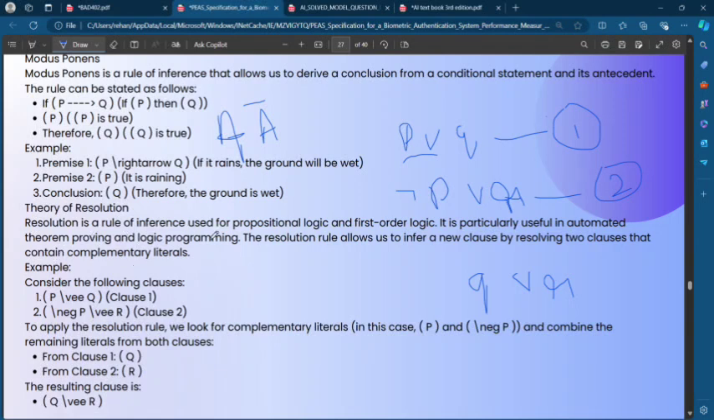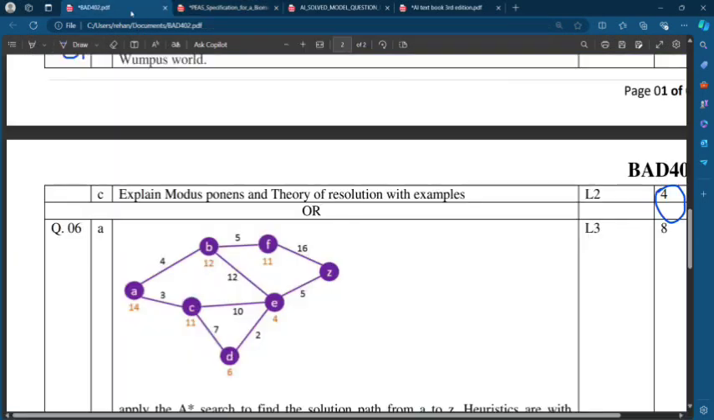Let us read this definition. Resolution is a rule of inference used for propositional logic and first order logic. It is particularly useful in automated theorem proving and logic programming. The resolution rule allows us to infer a new clause by resolving two clauses that contain complementary letters. If here P is there, and in the other clause negation P is there, we group the remaining letters, and that will be our solution. That's what there is for theory of resolution.